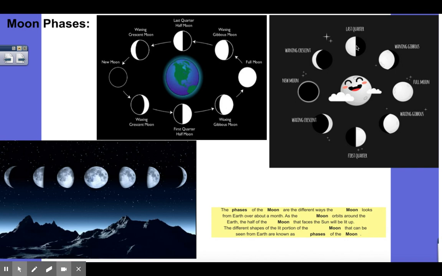Waning gibbous, last quarter, so the left side of the moon is lit up. First quarter, right, FIR for right, the right side of the moon is filled up. Waning crescent, and then back to a new moon.